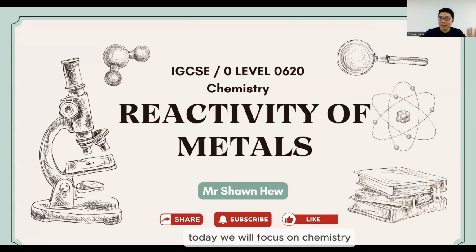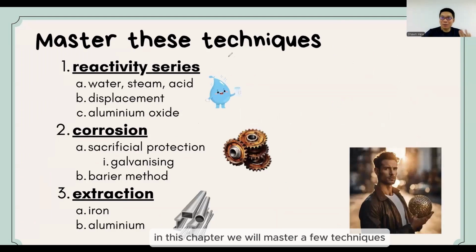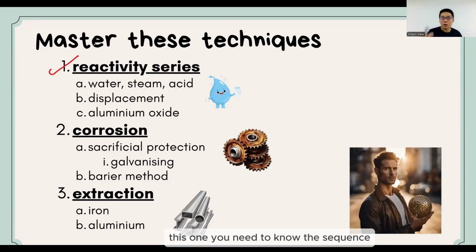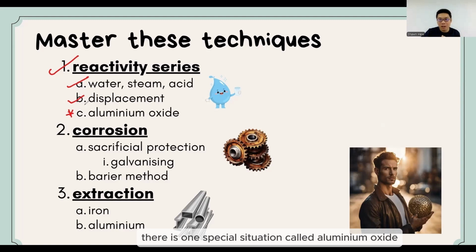Today, we will focus on chemistry, reactivity of metals. In this chapter, we will master a few techniques. First, the reactivity series. This one, you need to know the sequence. And from the sequence, you should know whether it will react with water, steam, acids, and also how the displacement happens. And then there is one special situation called aluminium oxide.